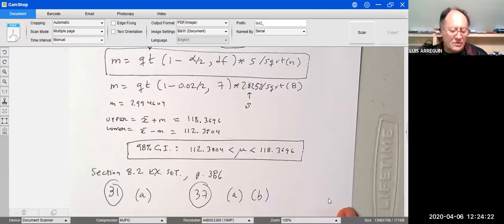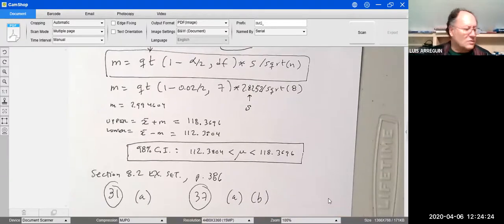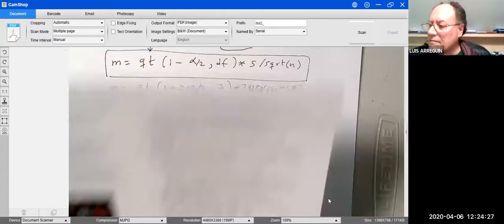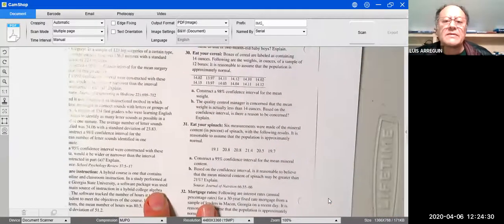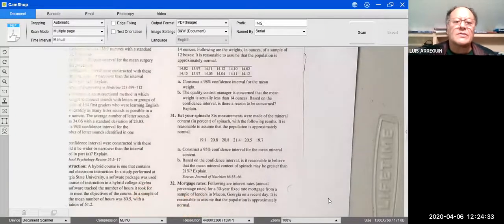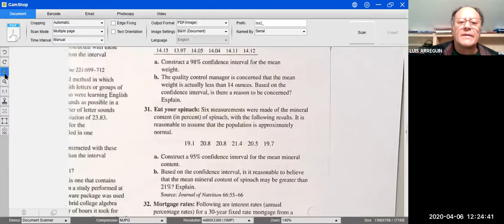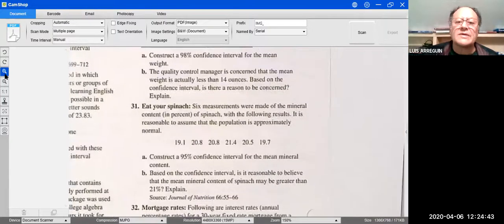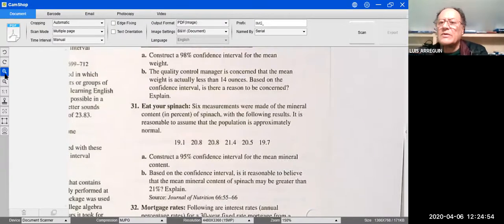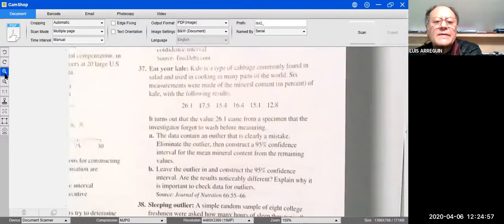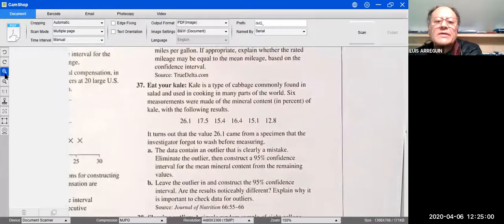So I'm going to project now for you the problems if you don't have your book at home. So let's increase here. Okay. I hope you can see now. So 31 is here. Just take a screenshot or something like that. I'm going to project now problem 37. So problem 37 is here. So that's the other problem.